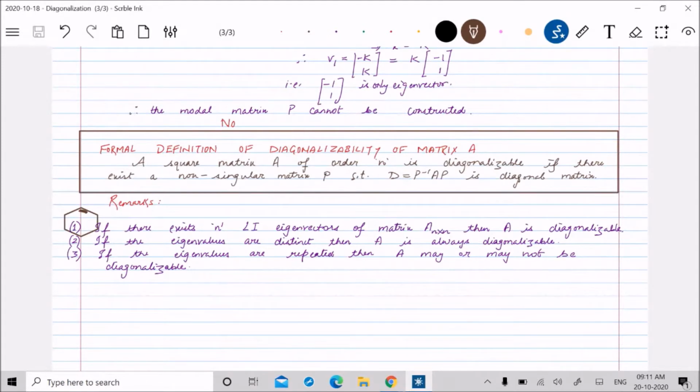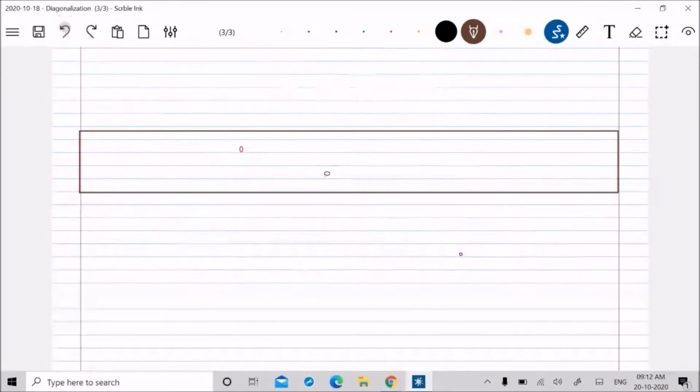And if you are not able to get 10 linearly independent eigenvectors, then you can say that A is not diagonalizable. This is a very straightforward definition of diagonalizability. But unfortunately, the formal definition has been taken as this, which students actually don't understand, right? Please understand this point number one. Rely on this point number one. If you understand remark number one, you will be understanding diagonalizability. Okay, now comes the second remark.